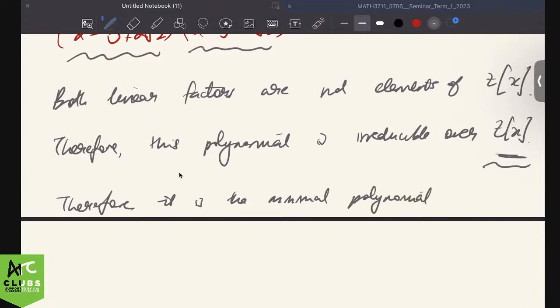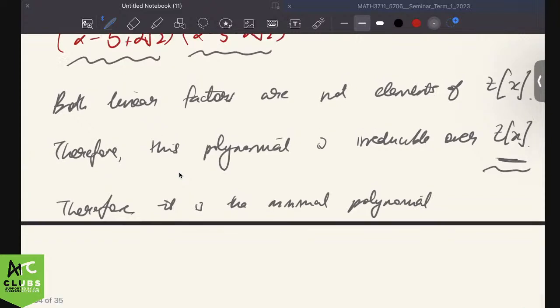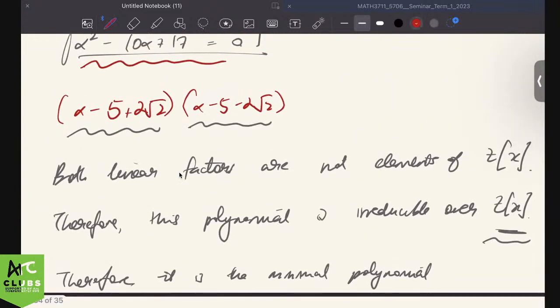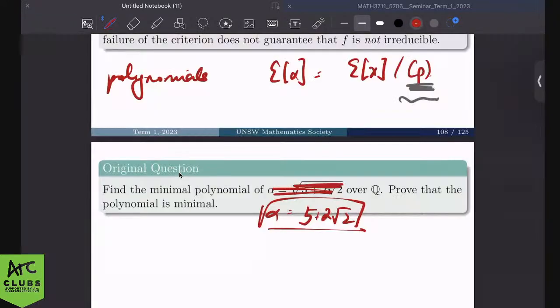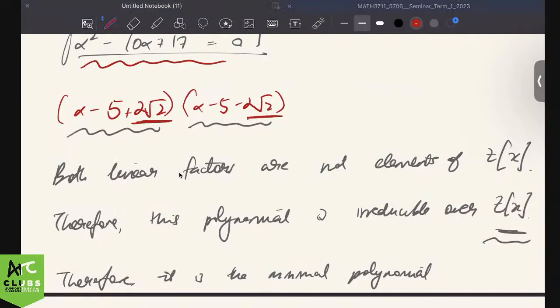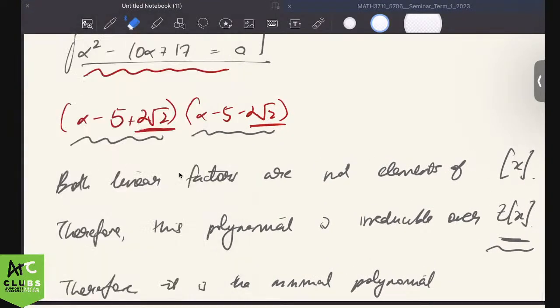They're basically showing that because you can only break it down into linear factors that include irrational numbers, it must be irreducible over Z[x]. Okay. Sorry, in this case it's Q[x]. All right, sweet.